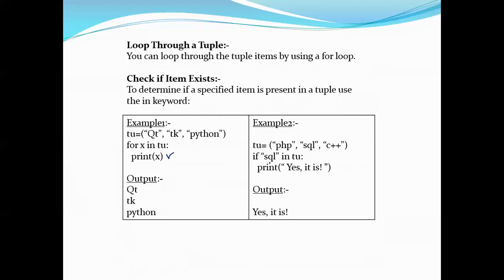So initially SQL will be compared with PHP. No, it is not matching. In the next iteration, SQL will be compared with this SQL, then it will print that it is present, right? So inside tu, I have PHP, SQL, C++. All the elements will be compared with this SQL. If any one element has an exact match, then I will print yes, it is present. So that's what is happening in the conditional statement.